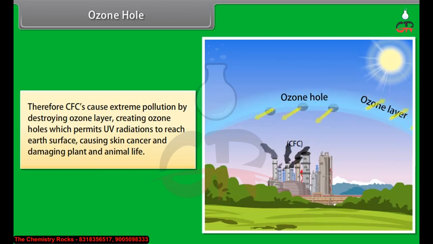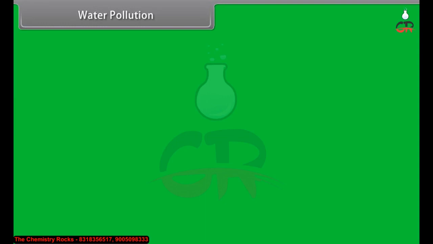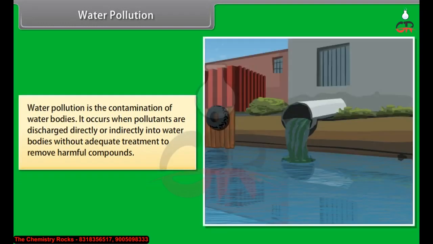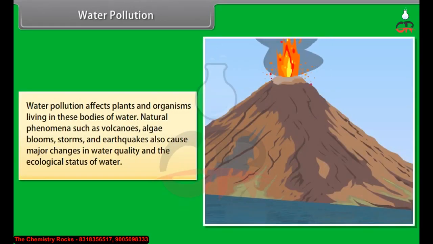Water pollution. Water pollution is the contamination of water bodies. It occurs when pollutants are discharged directly or indirectly into water bodies without adequate treatment to remove harmful compounds. Water pollution affects plants and organisms living in these bodies of water. Natural phenomena such as volcanoes, algae blooms, storms and earthquakes also cause major changes in water quality and the ecological status of water.